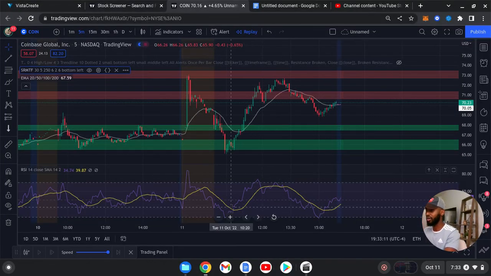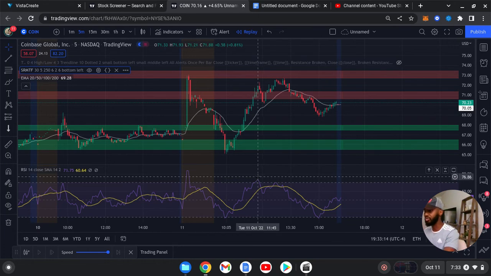And I like the RSI. RSI is the most used indicator for oversold and overbought areas.